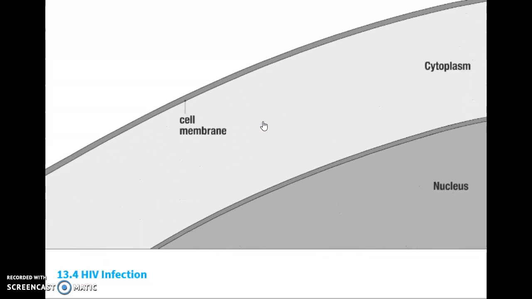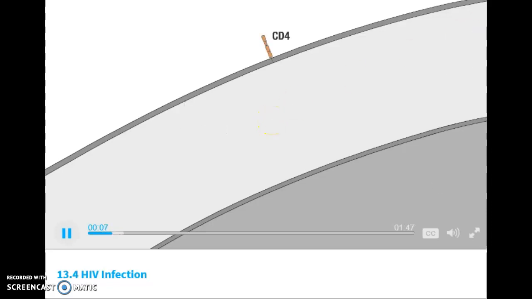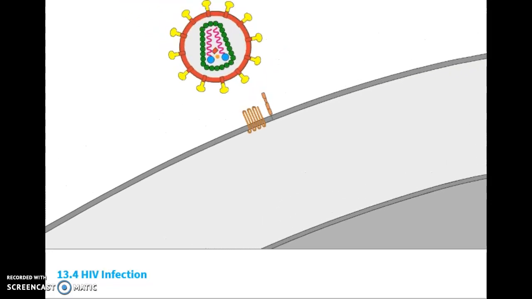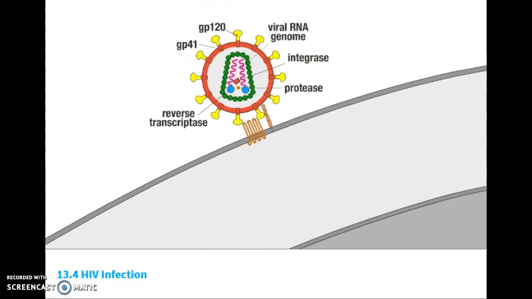HIV infects cells via two surface molecules. CD4 is the primary receptor for the virus, while the chemokine receptors CCR5 and CXCR4 act as co-receptors for the viral infection of dendritic cells and naive T cells, respectively. HIV binds initially to CD4 via the envelope glycoprotein GP120.